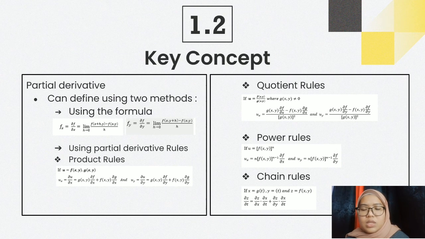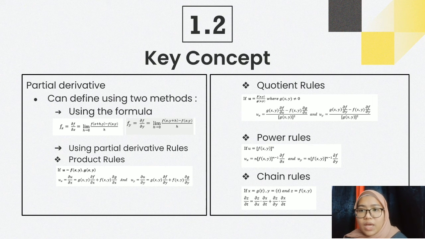The product rule can be used if u equals the function f(x,y) times the function g(x,y). But the quotient rule can be used if u equals f(x,y) divided by g(x,y). If u equals f(x,y) to the power of n, we need to use the power rule to find the derivative.